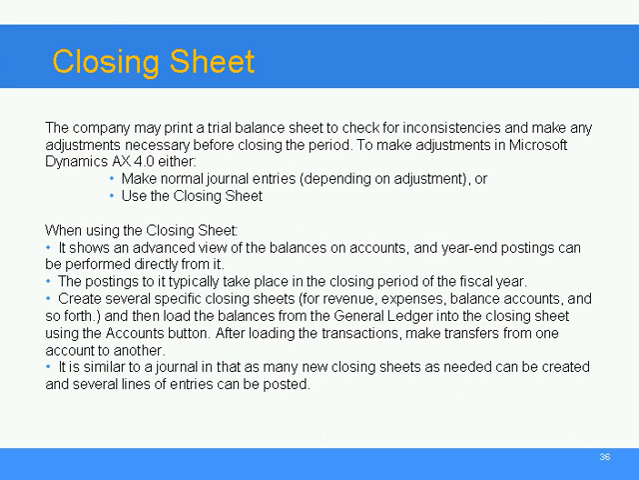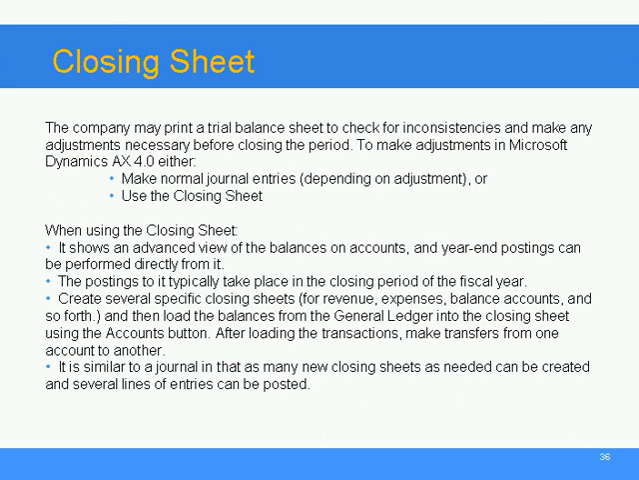Here is about closing sheets. The company may print trial balance sheets, check for inconsistencies, and make any adjustments necessary before closing the period. To make adjustments in Microsoft Dynamics AX, either make normal journal entries depending on adjustments, or use the closing sheets. When using the closing sheets, it shows an advanced view of the balances on accounts, and year-end postings can be performed directly from it.